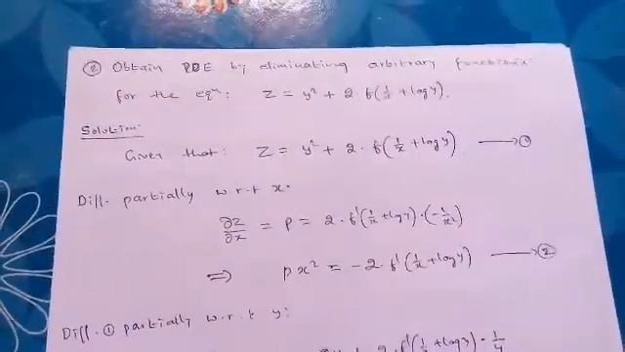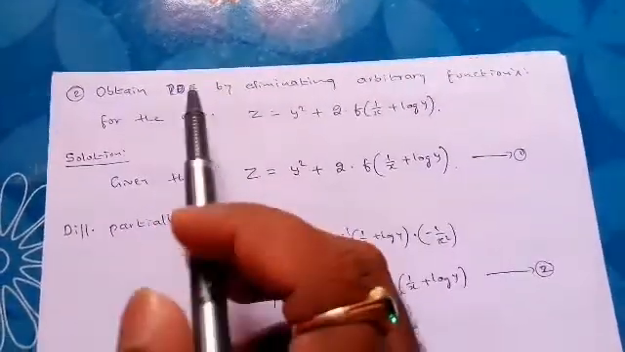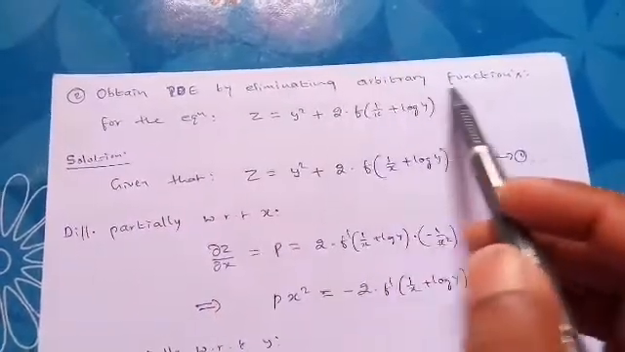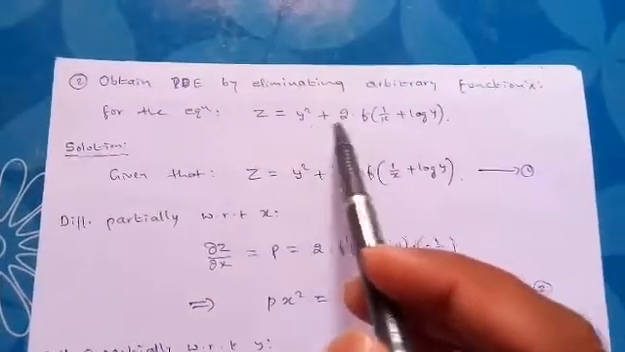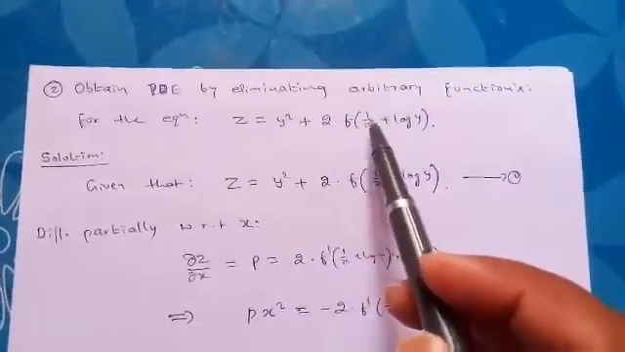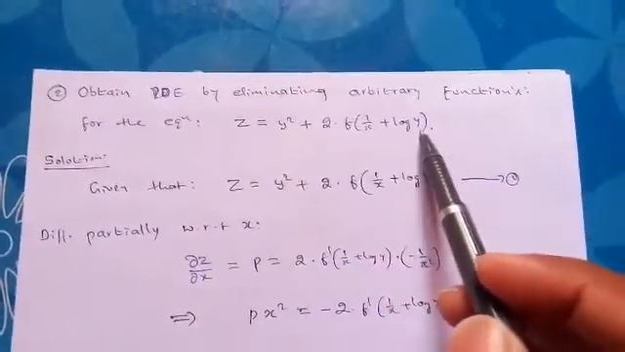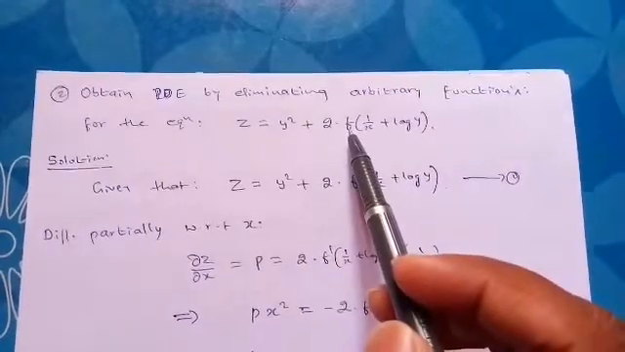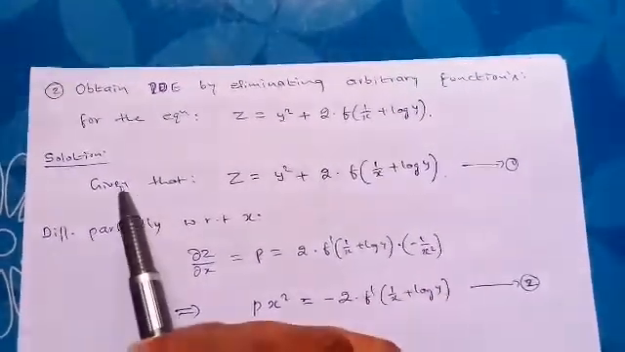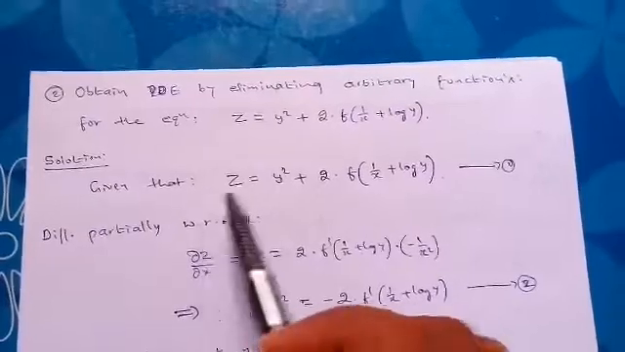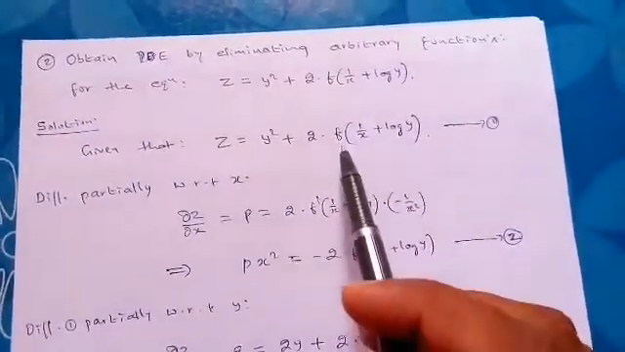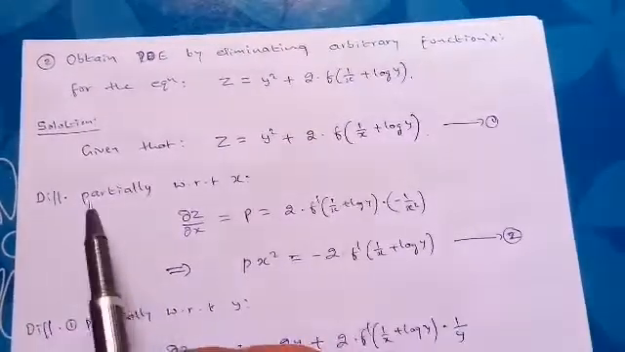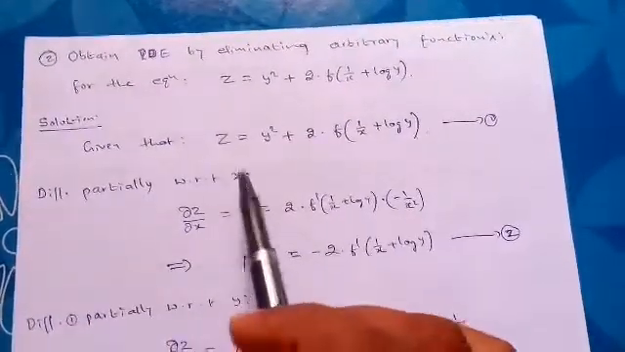Yes, let's see another problem. Obtain partial differential equation by eliminating the arbitrary function for the equation z equal to y square plus 2 into f of 1 by x plus log y. Here f is the arbitrary function. Right, solution. Given that, write down the given equation, and we have to eliminate this arbitrary function f. For that, differentiate partially with respect to x.